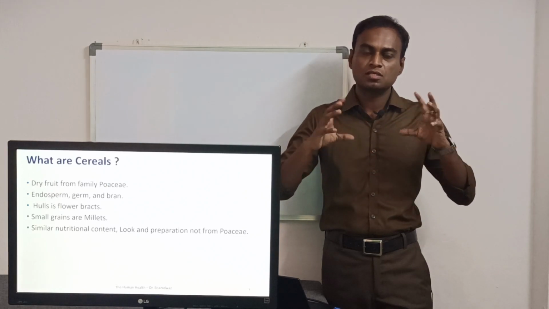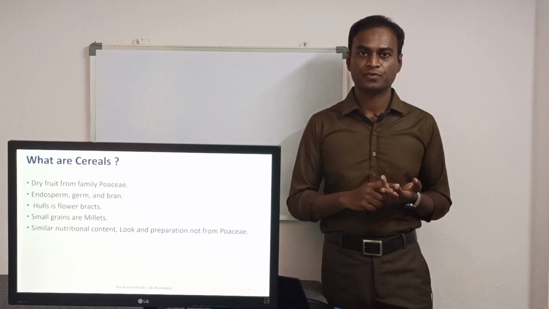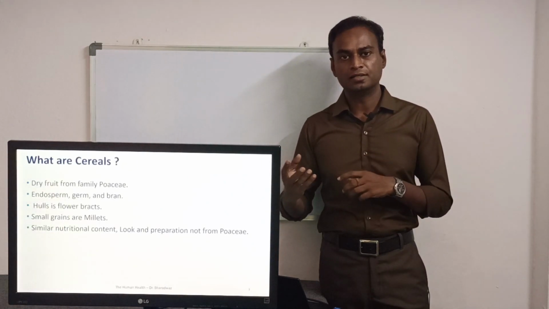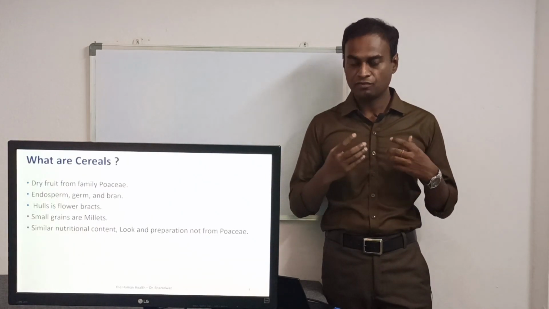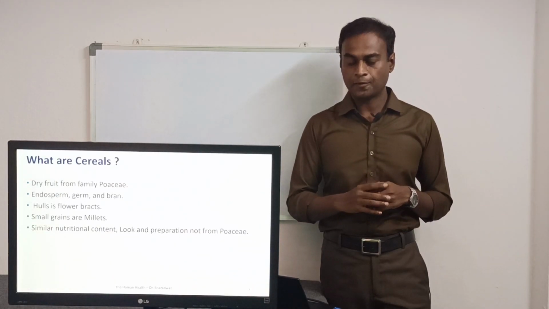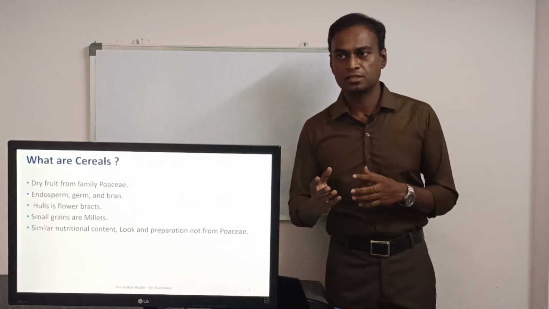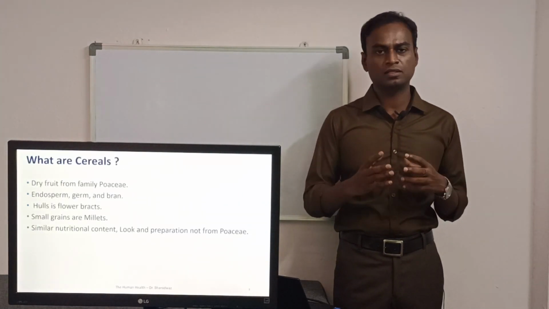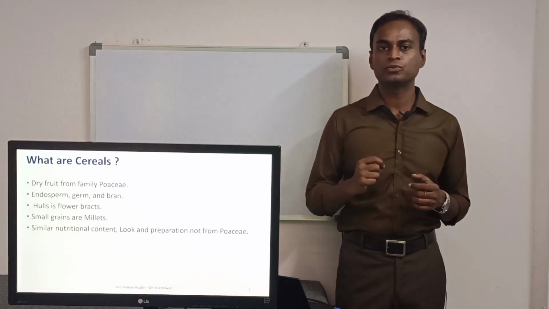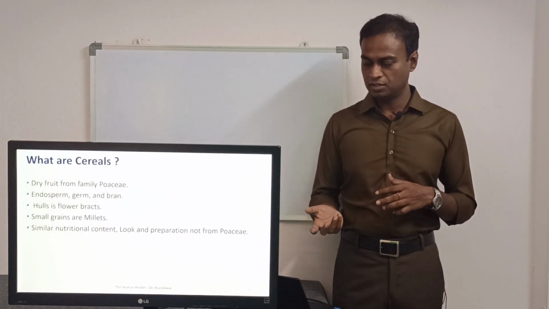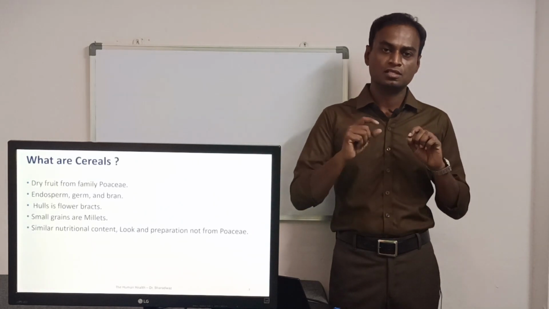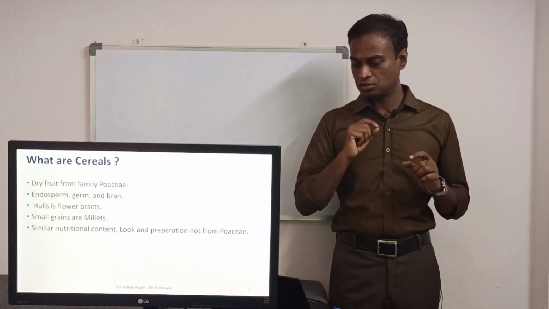Okay, what do these cereals contain? These cereals contain endosperm, germ and bran. Normally when the cereals are hulled, the hulls are the bracts of the flower. So the hulling we do for cereals is to remove the bracts. In the same way we have millets. There is no difference between millets and cereals. The only difference is millets are small compared to cereals. Cereals are much bigger, millets are smaller ones.